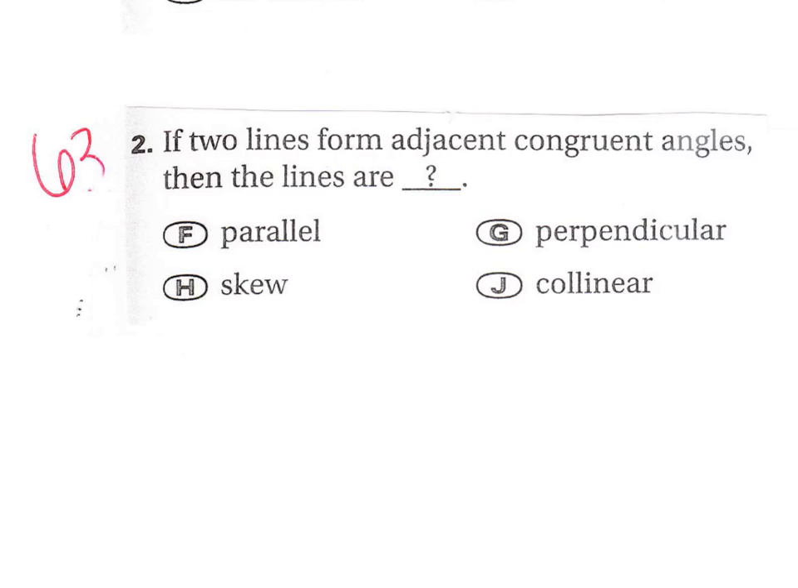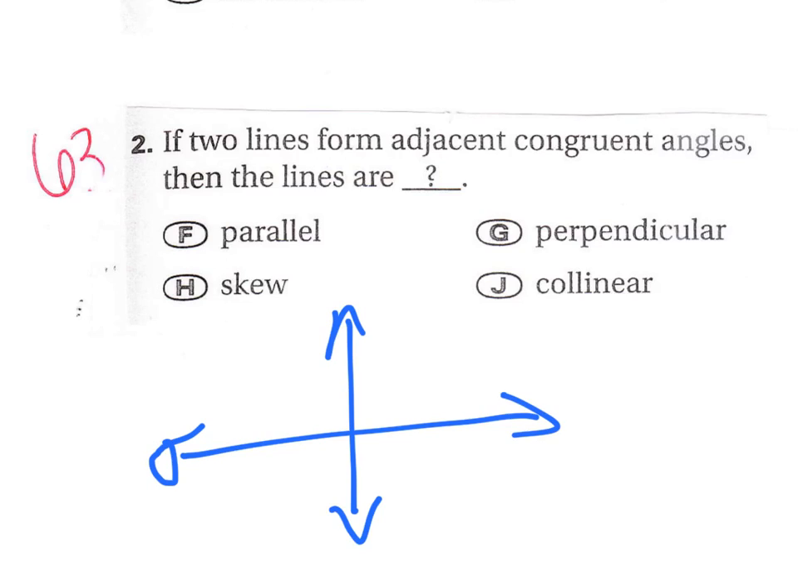Last one, number 63. If two lines form adjacent congruent angles, then the lines are what? So think about it. If you got two lines and they form adjacent congruent angles, are they parallel, perpendicular, H skew, or G collinear?